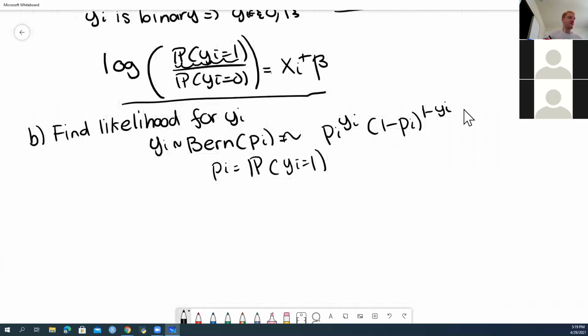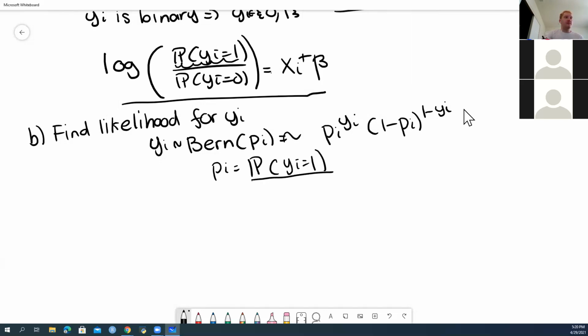Again, I know it's a little confusing, so let me know if you want me to stop. But once we find pi, we then have the likelihood. So we have pi, we can plug it in for what it actually is in terms of xi transpose beta. We need to make it a function of beta. And then we can just take the product, and it's very quick, right? And that gives us the likelihood.